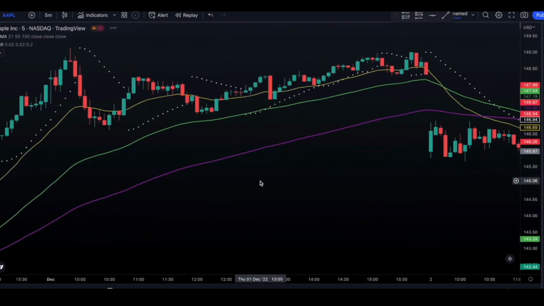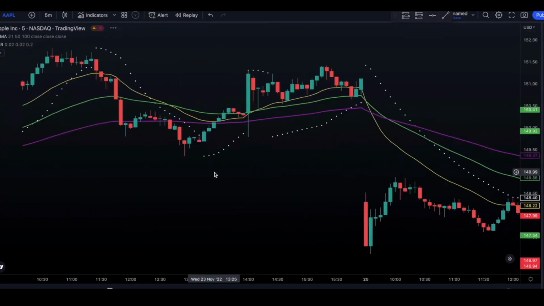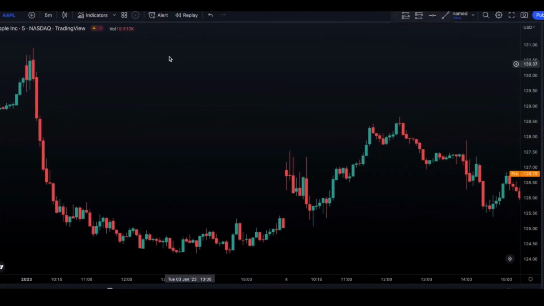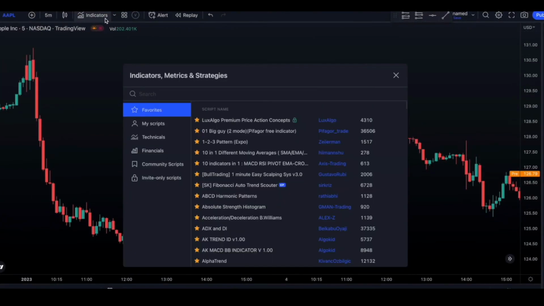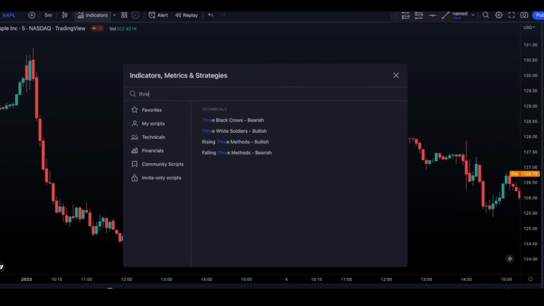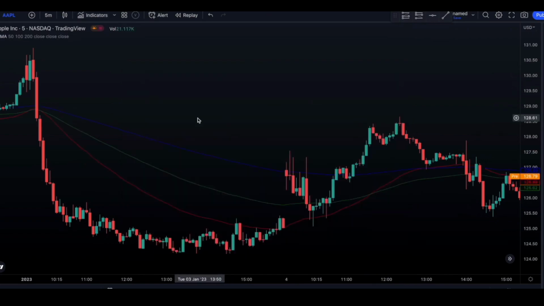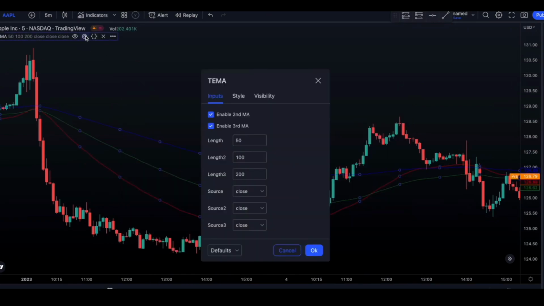Now let me show you how to install these indicators to our chart. First, log on to Tradingview.com and open the charts. Click on the Indicators tab and search for 3 moving averages by Advent Trading. Open the indicator settings and change the lengths to 21, 50 and 100. Also in the style section, we will be adjusting the colors.